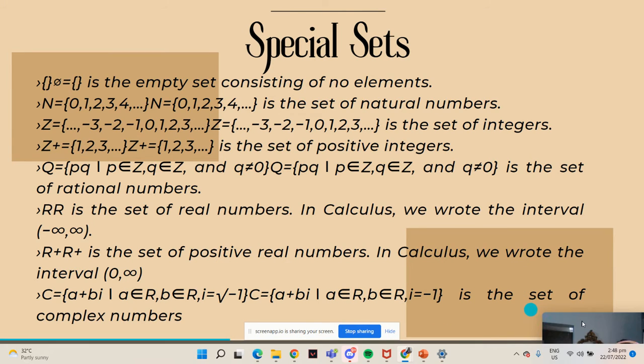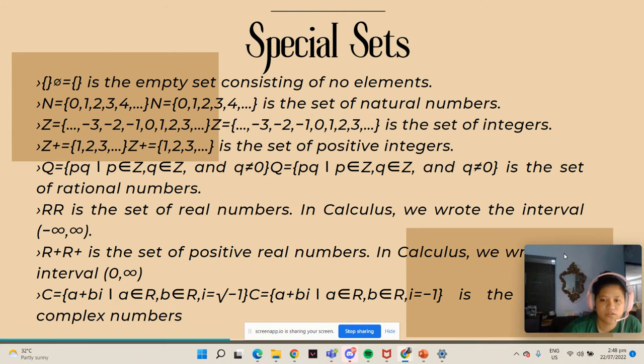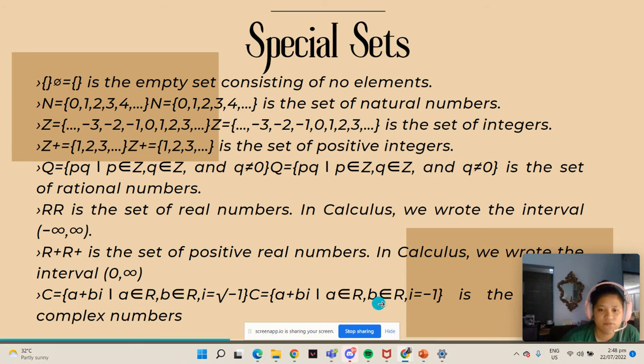The next one is the set of complex numbers. As you can see here, we have positive, we have negative, and we also have imaginary numbers. That's why it's called complex numbers.